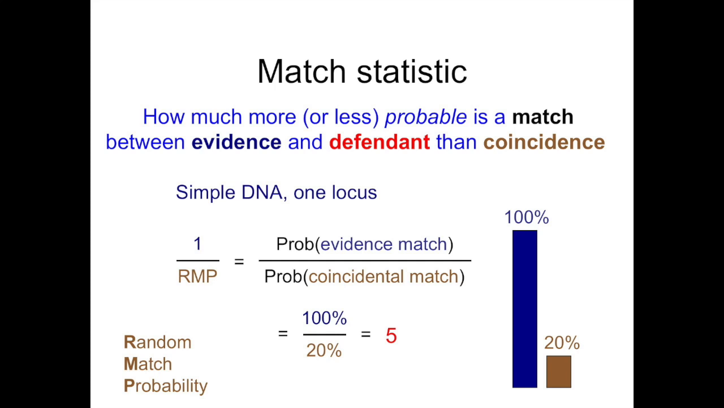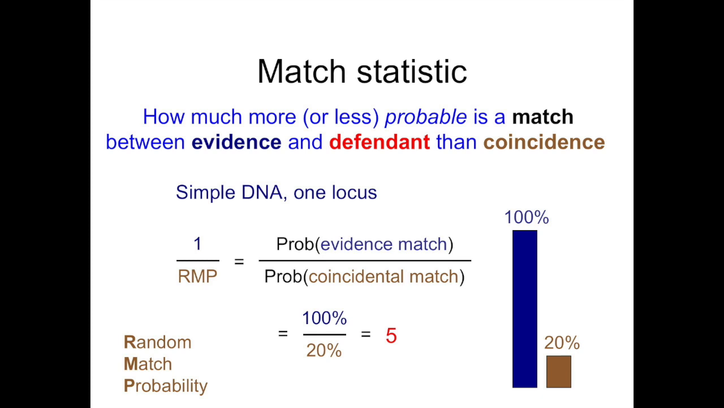Before we begin, let's review the meaning of a DNA match statistic. A DNA match statistic is a number that tells us how much more or less probable a match is between evidence and a defendant relative to a coincidence. This concept is familiar from simple DNA. Here is an example at one genetic locus. The random match probability, or RMP, is the chance that someone selected at random from the population has a particular genetic type, or genotype. The match statistic is 1 over the random match probability.